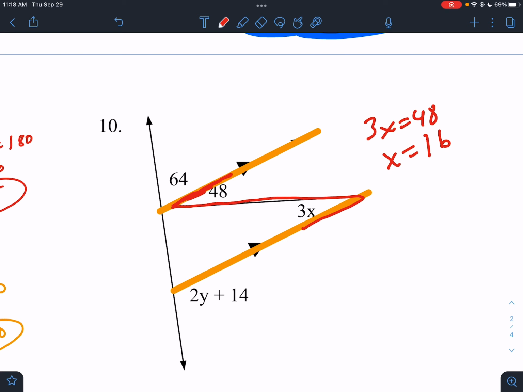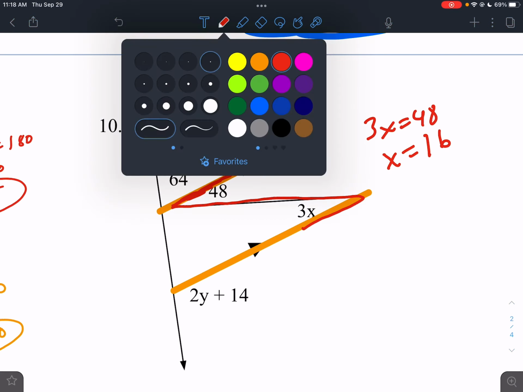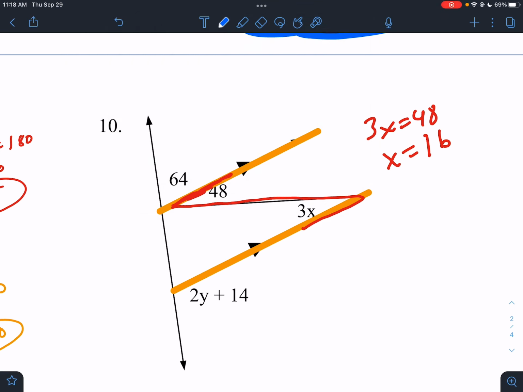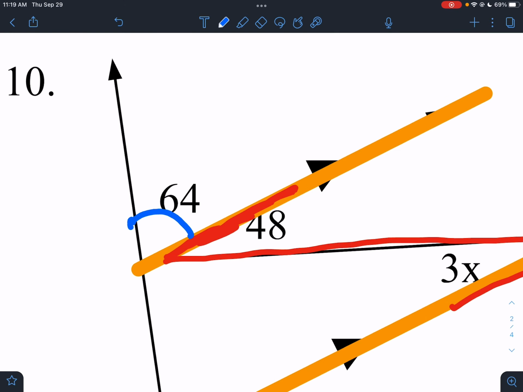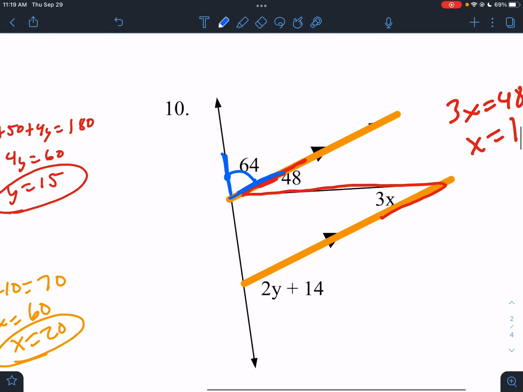Well, I'm looking at the other number they gave us. Right now, so many of you guys would sit here stuck. Look at the other number they gave us. There's nothing else I can do with that 48. 48's done. But I gave you 64. Look at the 64. It touches a parallel line. Trace it. Follow the transversal. When do you turn again? Parallel line. That's going to be 64. Those are corresponding angles. They use the parallel lines.